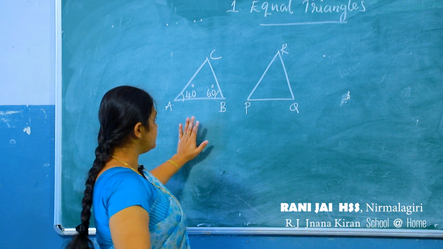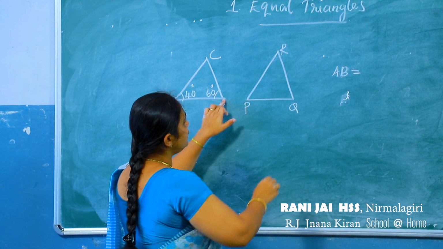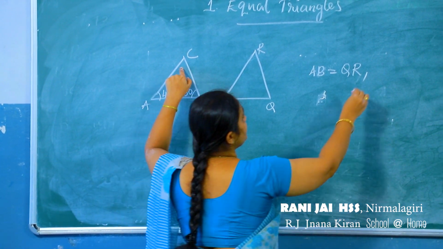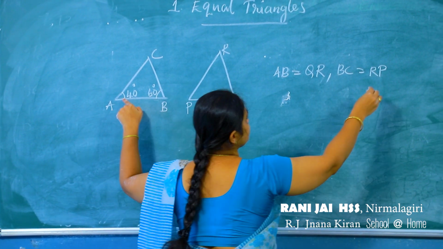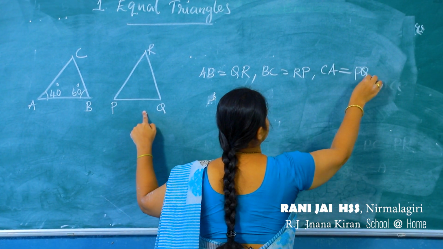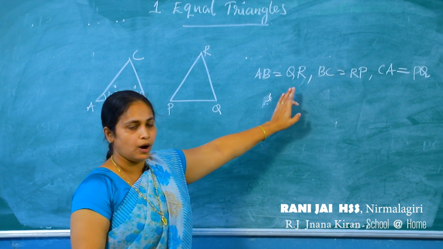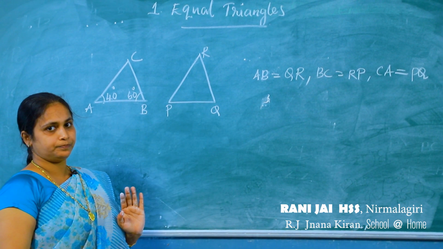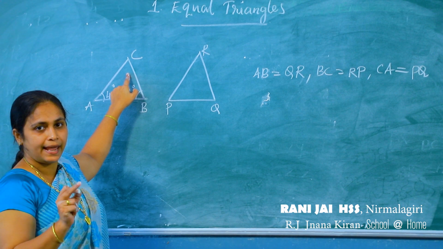In this question, given that AB equal to QR, BC equal to RP, and CA equal to PQ. That is, in this question given AB equal to QR, BC equal to RP and CA equal to PQ, and the question is find angle C of triangle ABC.